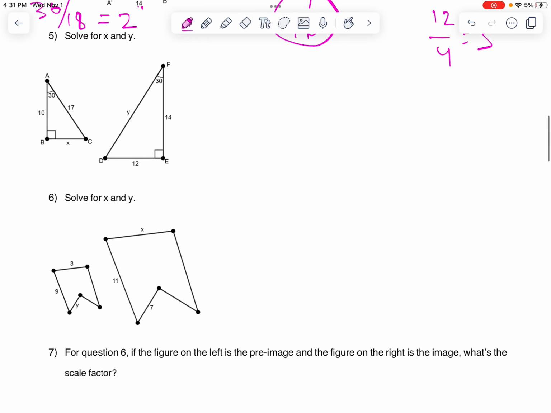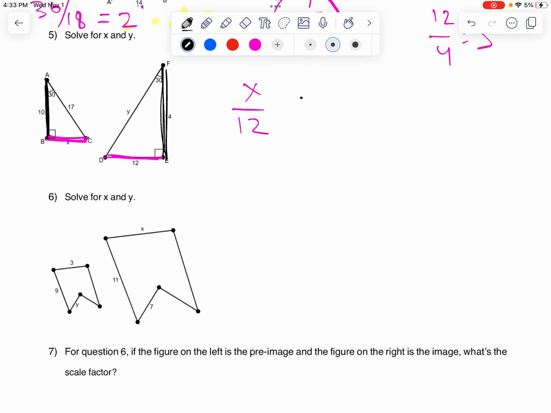Okay, so this one's solving for x and y. So let's put these letters in kind of a relationship. X and 12, they're kind of like the same side, just one's on one triangle, one's on the other. So the relationship between x and 12 is going to be the same relationship as 10 and 14. You just have to be consistent. If x is on top, then 10 has to be on top. Because 12 is on the bottom, this side 14 is on the bottom. So one more time, the relationship between x and 12 is the same as the relationship between 10 and 14.